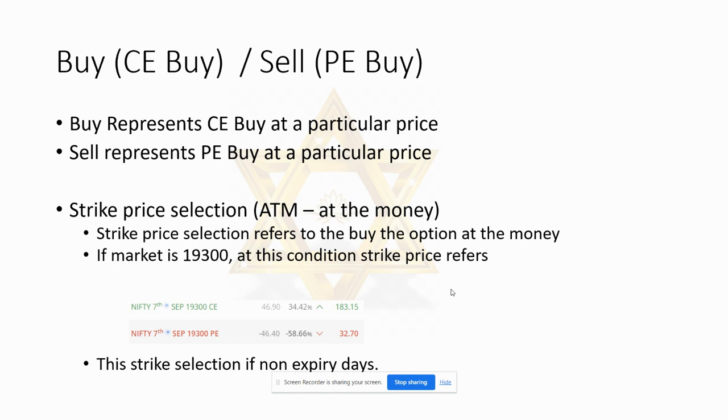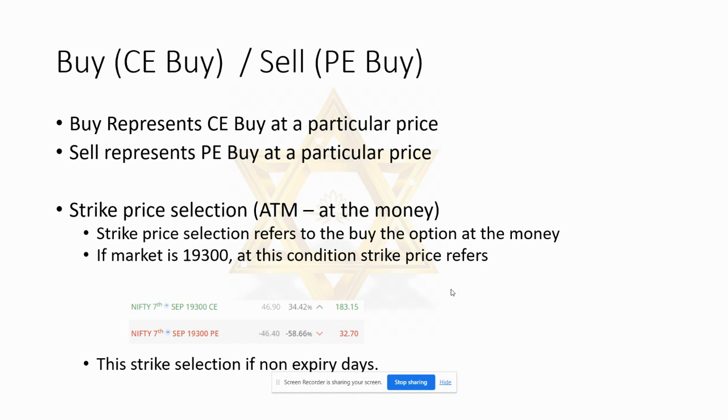Again, we'll not get into how the price is determined or how it differs from the index. We will not get into detail. Plainly, we have to buy at the market, whatever the option price is. We have to just buy it and hold it till it goes to the target. We'll come to how to handle the target.